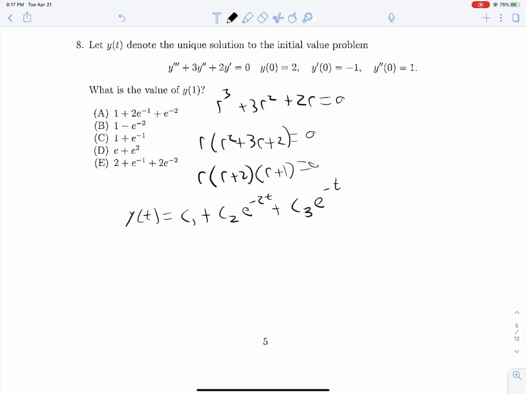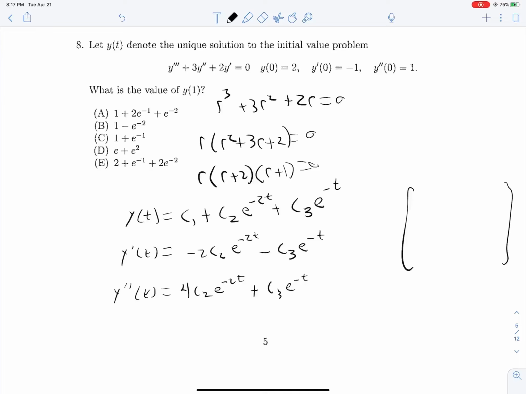Taking our first and second derivatives, y prime of t will be negative 2c2 e to the negative 2t minus c3 e to the negative t. y double prime of t is 4c2 e to the negative 2t plus c3 e to the negative t. We can set up a matrix with our initial values and our y prime and y double prime evaluated at 0. So 1c1 plus 1c2 plus 1c3 is equal to 2. 0, negative 2, negative 1 is equal to negative 1. And 0, 4, 1 is equal to 1.